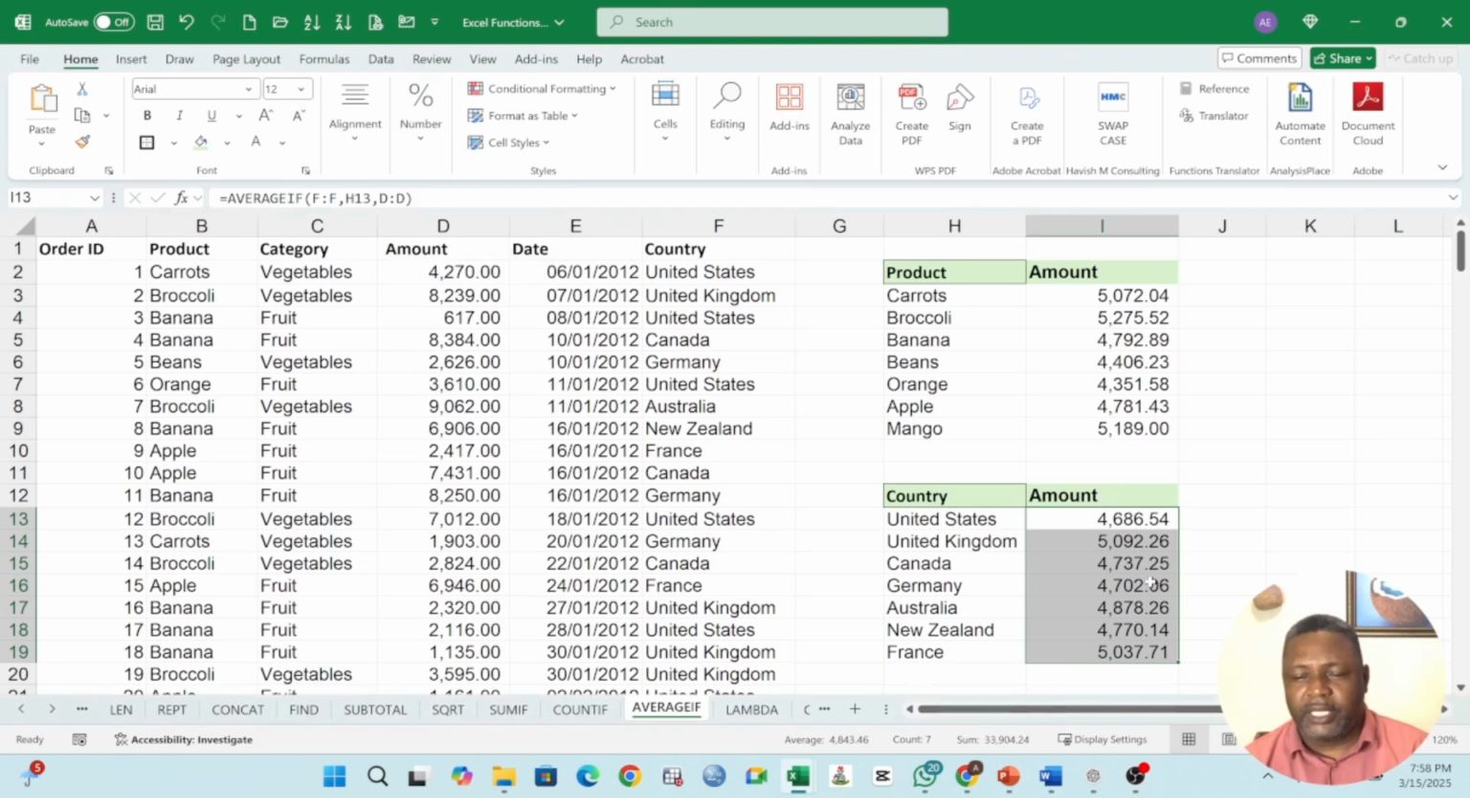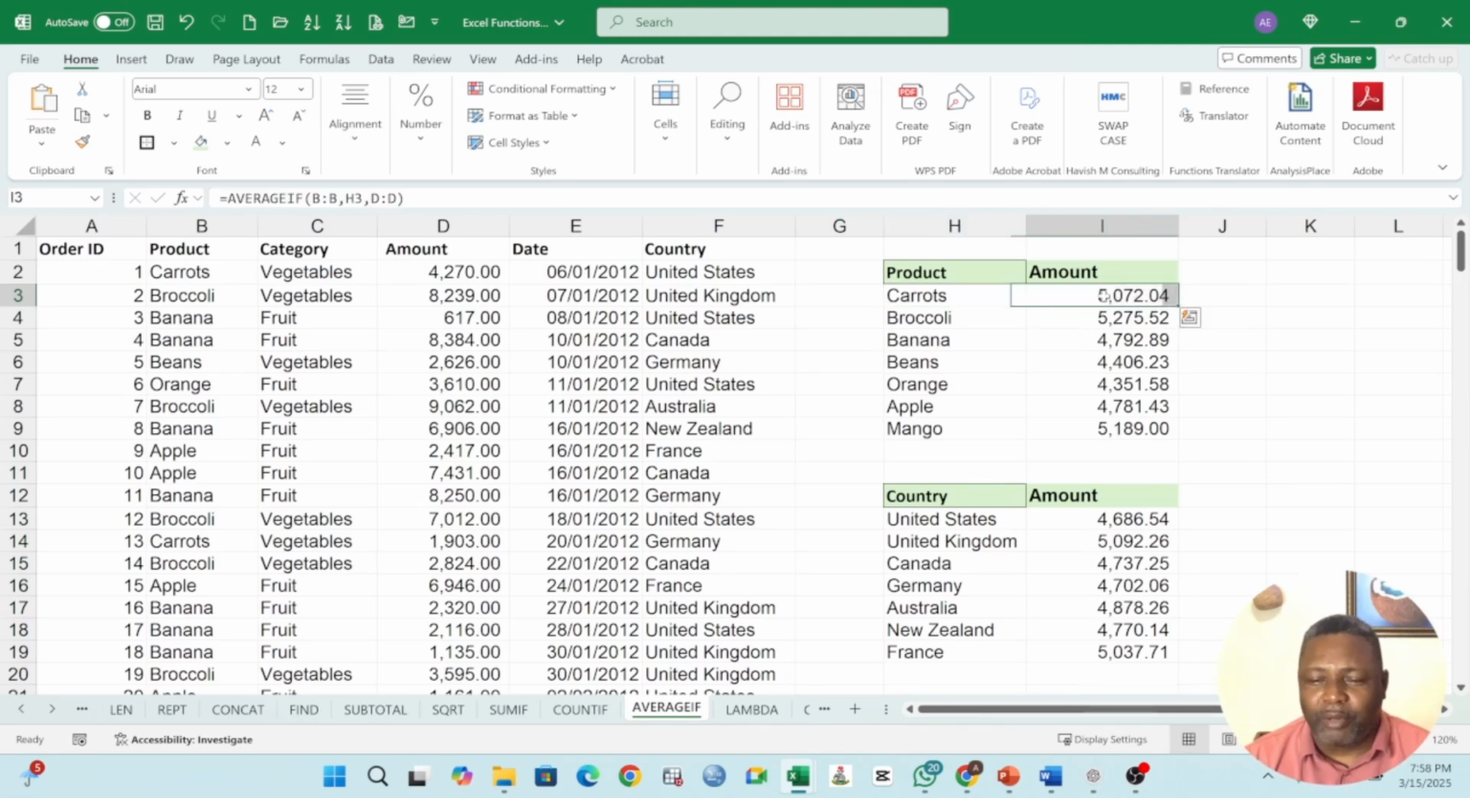So this is how to calculate the average of sales. You can see that the average sales of carrots is this amount. So all the sales of carrot combined divided by the number of the carrot sales gives you the average. But instead of going through that long route, you just use the AVERAGEIF function to find the average of your sales, by product, or by country.